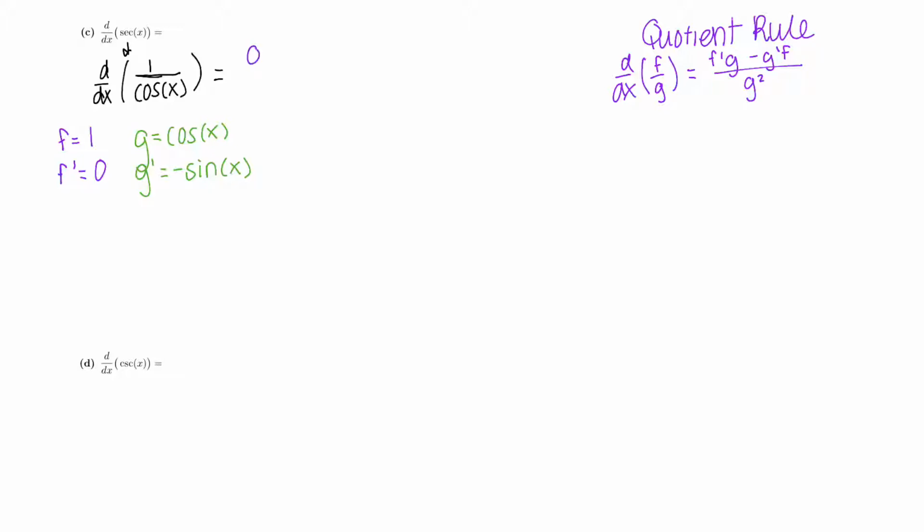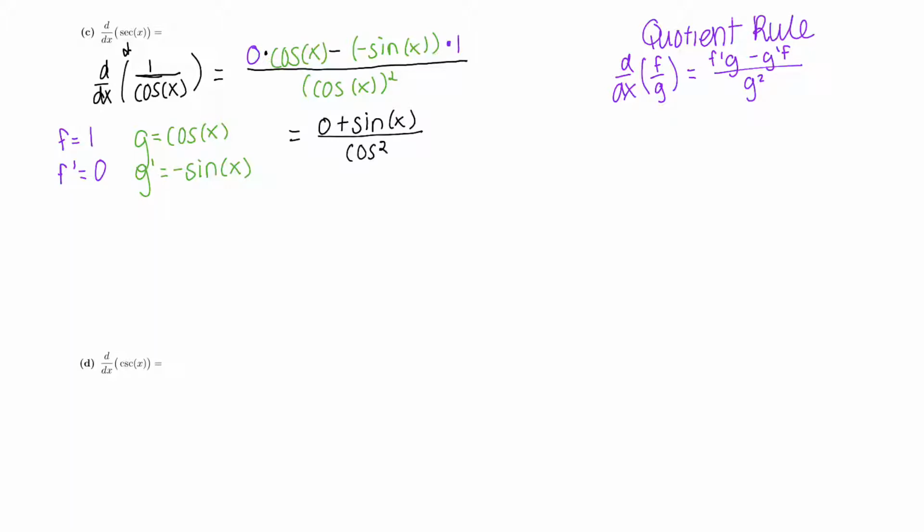So f prime is 0 times g, which is cosine x, minus g prime, which is negative sine x, times f, which is 1, and then g squared, cosine x quantity squared. So 0 times cosine is 0. Two negatives are going to make a positive, and then sine times 1 is just sine. And then cosine squared would be cosine squared x.